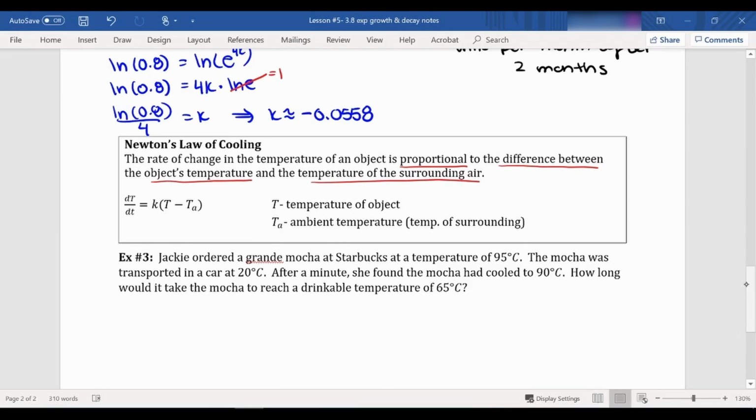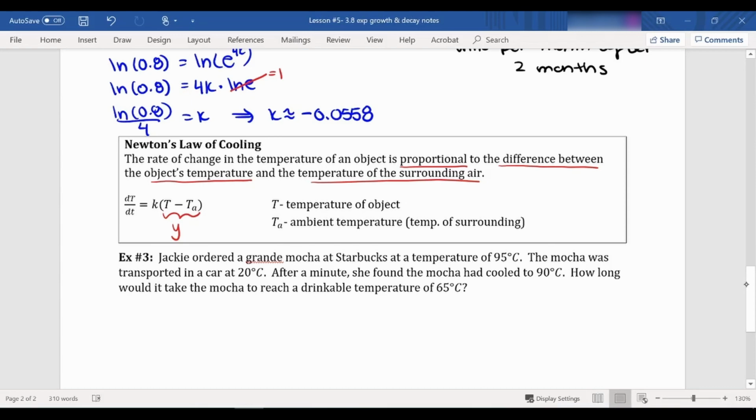So it's telling us the rate of change, in this case, dT, big T for temperature, over dt, little t for time, is proportional, that's where the k comes from, to the difference between the object's temperature and the temperature of surrounding air. So we know from our previous page that this must be y. Now I also know that y must equal Ce^(kt). Okay? So if I rearrange this, there's a formula that I find a little bit nicer to use.